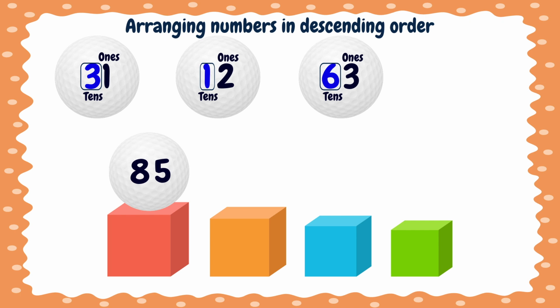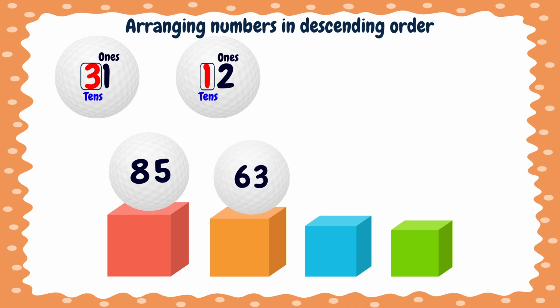Now we have 3 balls. Let us look at the tens place to determine the largest number in them. Here there is 3, here is 1, and here is 6. Which one is the largest? Excellent, it is the number 6. So 63 is the largest. So we will put this ball here.